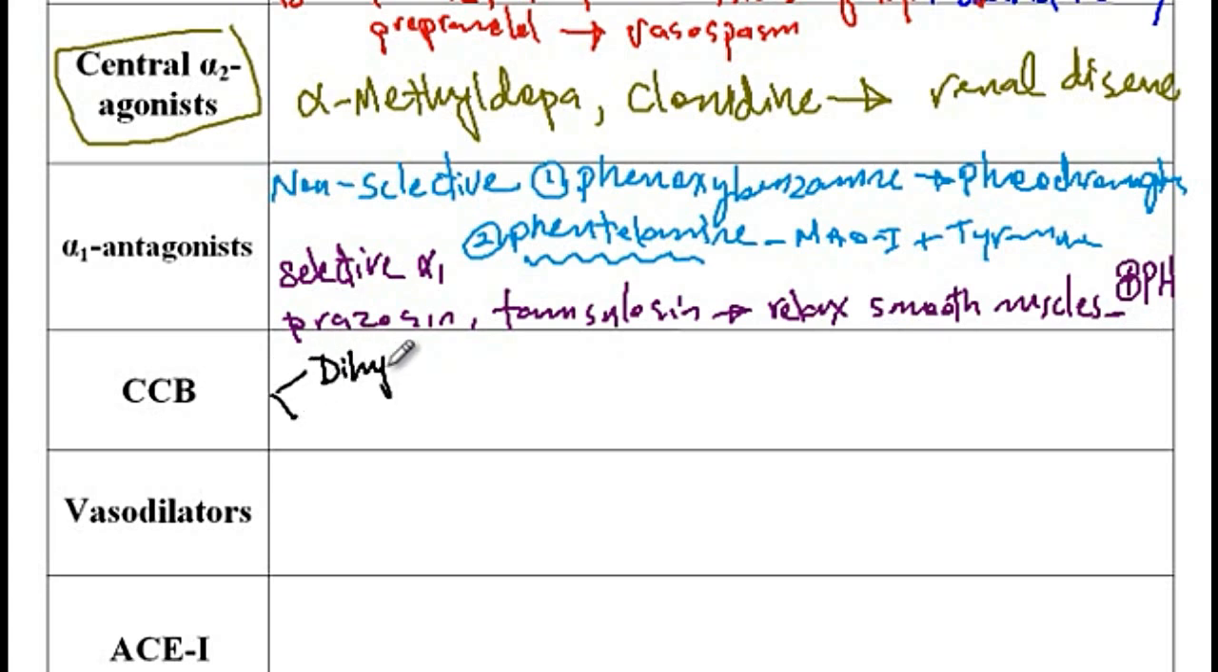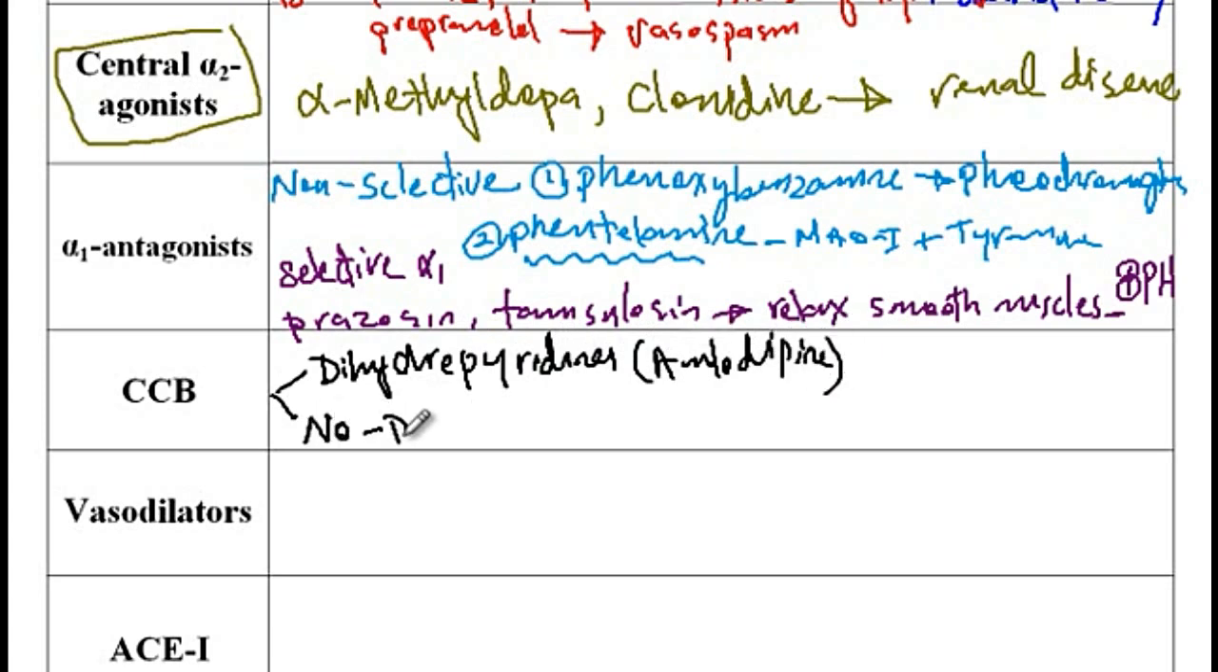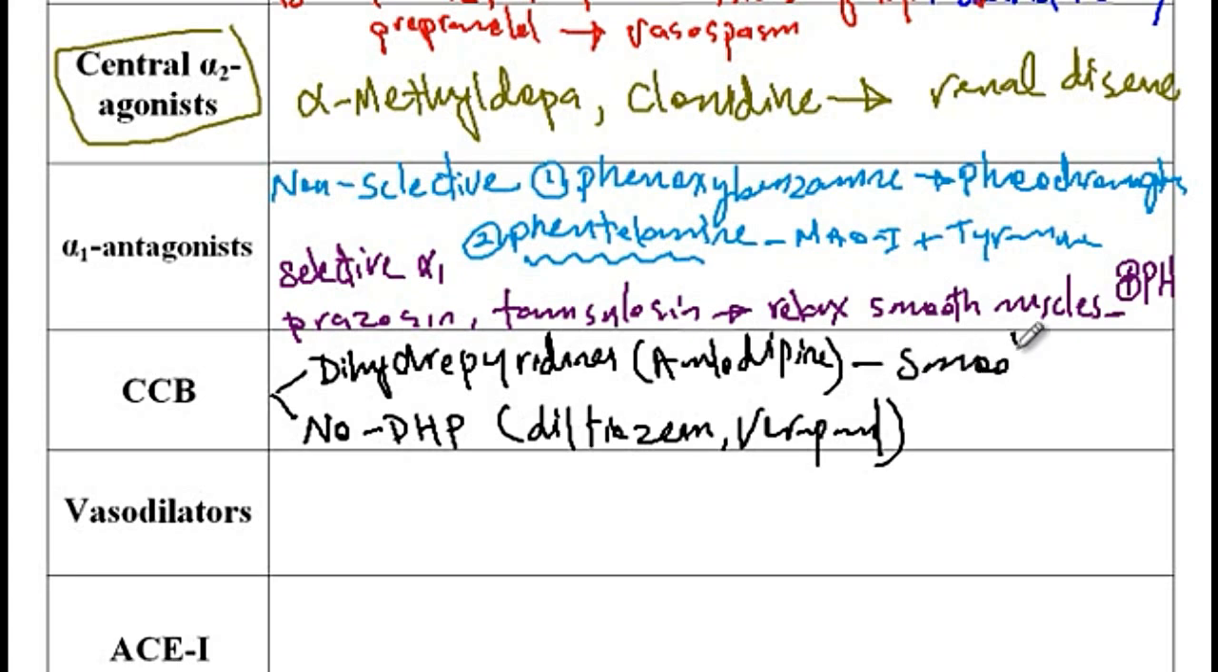Next, we have calcium channel blockers, which are again divided into two different types. The dihydropyridines, like for instance amlodipine or nifedipine, and then the non-dihydropyridines like diltiazem and verapamil. So the dihydropyridine drugs will specifically act on the smooth muscles and help decrease the blood pressure, while the non-dihydropyridines like diltiazem and verapamil will act on the heart and thus decrease the cardiac output, and through this mechanism they would decrease the blood pressure.